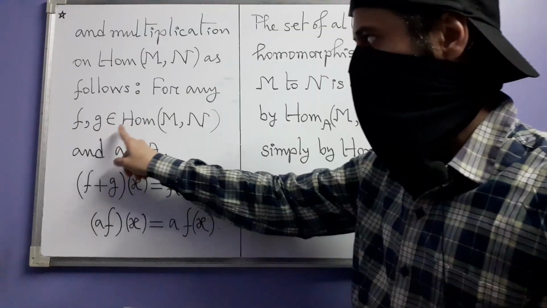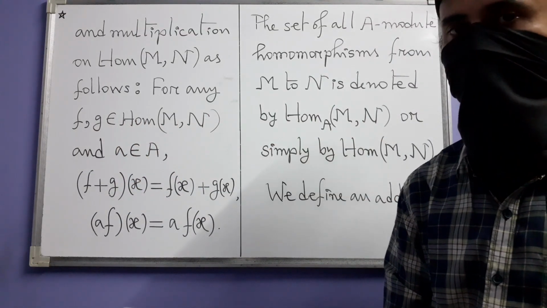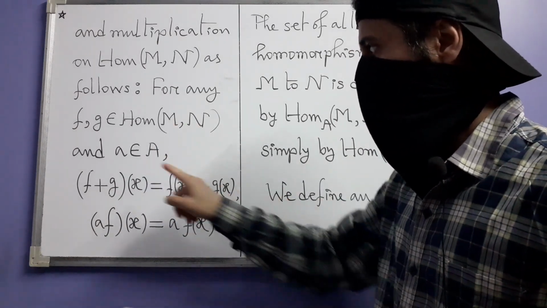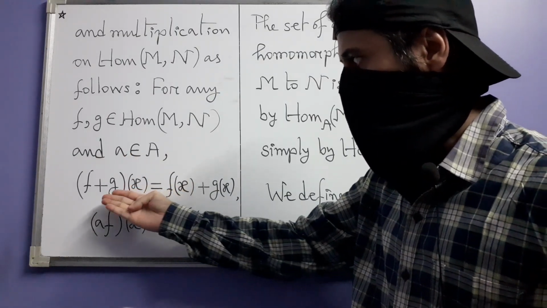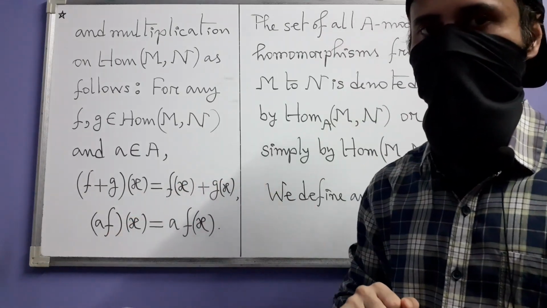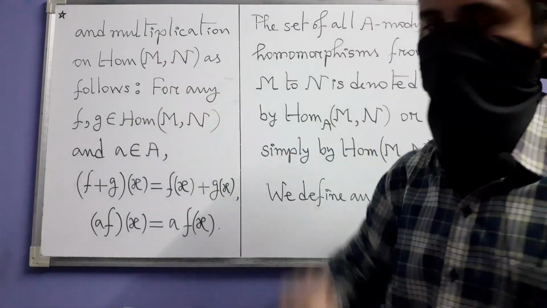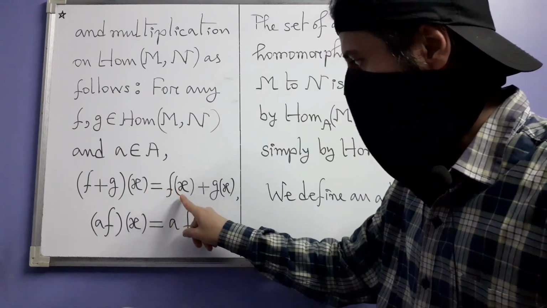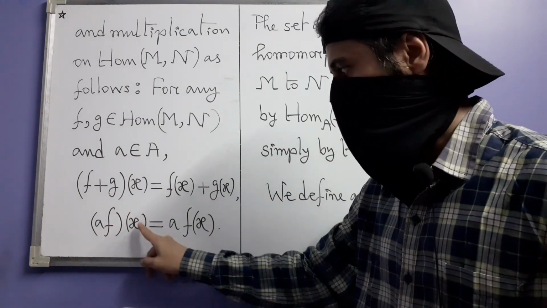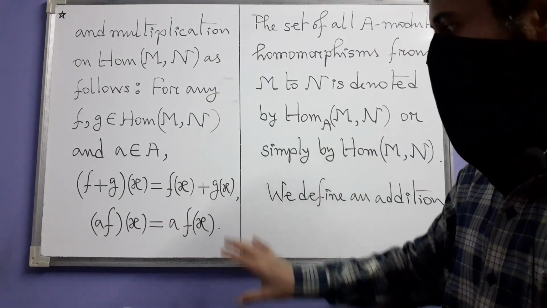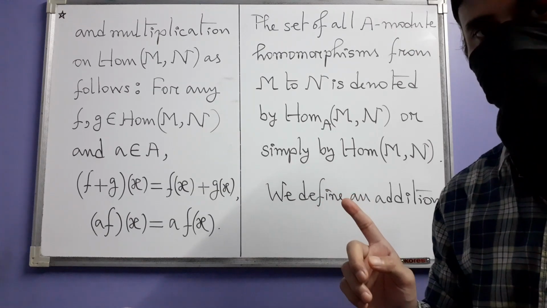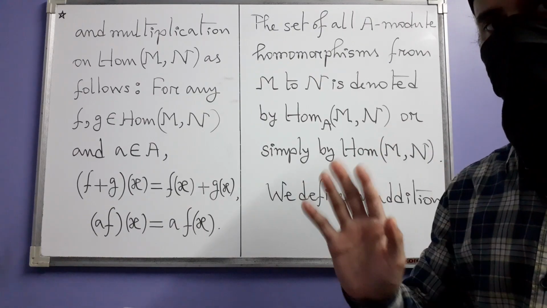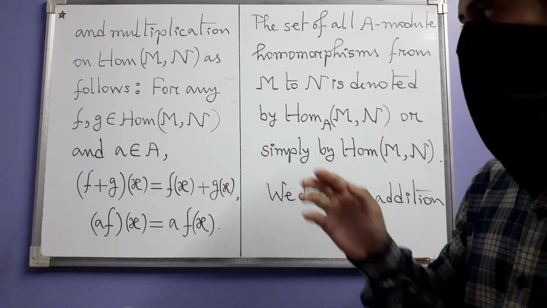For any two f and g in this set, what does that mean? It means that both f and g are A linear functions from M into N. And for a ring element a in A, we have defined f plus g and af. This x of course comes from the domain module M of these functions f and g. f plus g of x means f of x plus g of x, and af of x means a times f of x. So you see that this is how we also define similar operations in Herstein's algebra of linear transformations. Exactly similarly. The only difference is that there we had vector spaces, here we have modules.